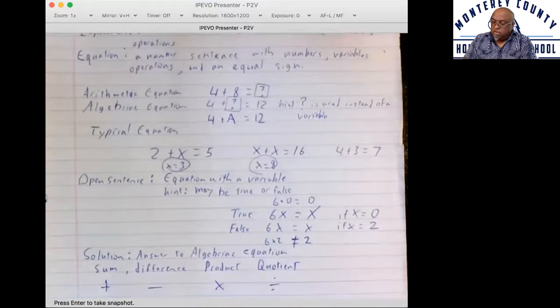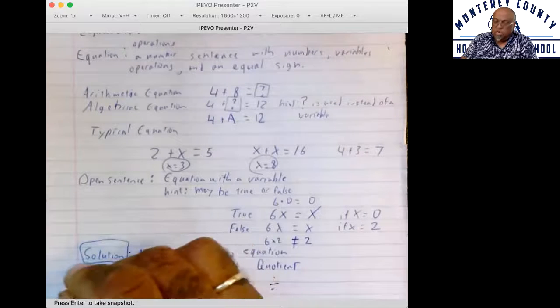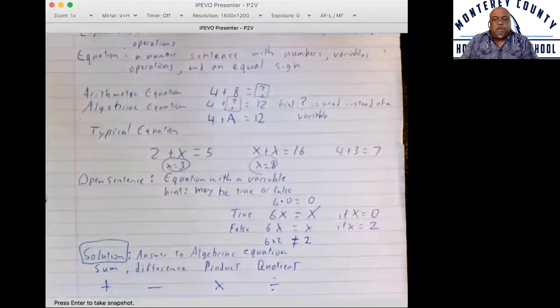Okay, but the answer to an algebraic equation is called a solution. Why not give it another fancy name like sum or difference? Because a solution could have a sum, a difference, a product, and a quotient all in one problem, okay? So solution, it just means that it's like a little bit of everything.